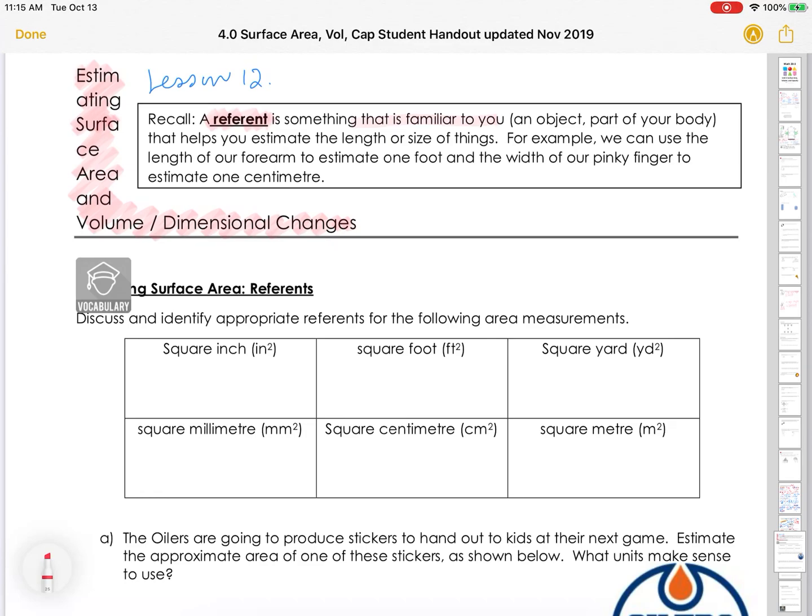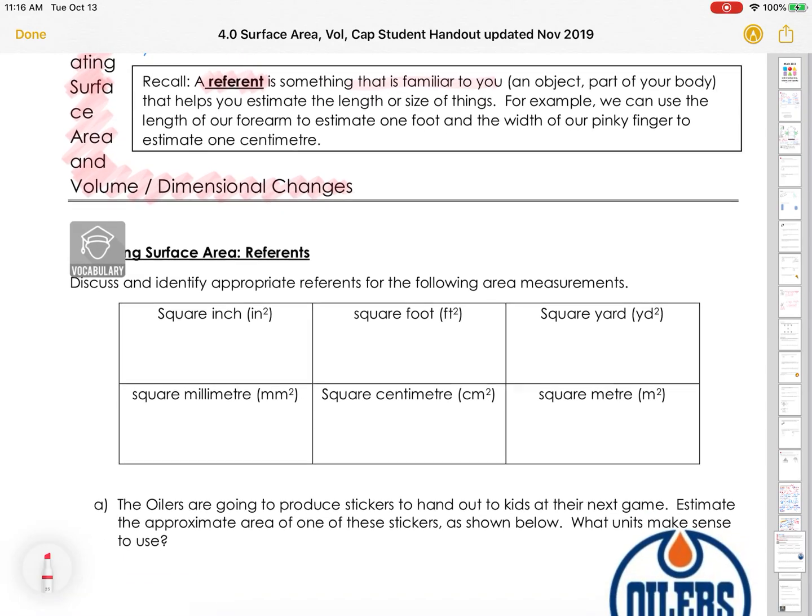So let's recall, a referent is something that's familiar to you, an object or part of your body that helps you estimate the length or size of things. For example, we can use the length of our forearm to estimate 1 foot and the width of our pinky finger to estimate 1 centimeter. If you're saying, how many feet across is this room, you use your own feet just to get an idea. If you don't need to be precise, it's a good approximation, okay?